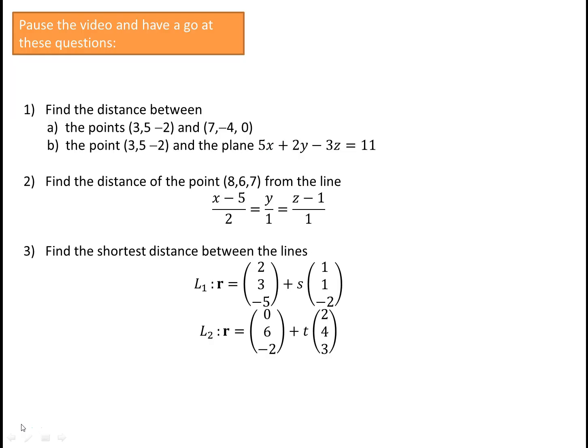So, I'd like you at this stage to just pause the video and have a go at these questions. And when you've done that, you'll be pleased to hear you've actually finished the work on this particular section, where we have been looking at how vectors can be used to find distances between objects in three-dimensional space.